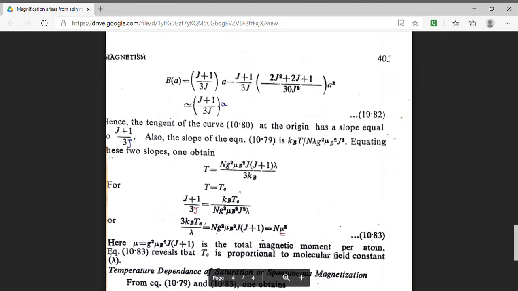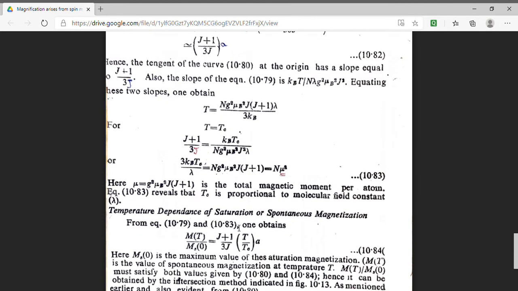Here I am substituting μ² equal to g²μB²J(J+1). This term is the total magnetic moment per atom. From here we can see that the Curie temperature Tc is directly proportional to λ, as all these factors are constant. So this shows the dependence of Tc on λ.